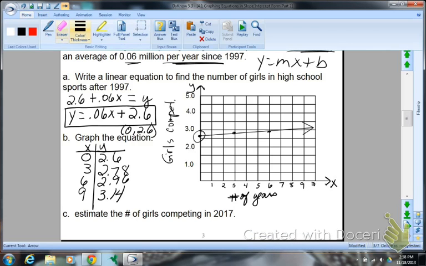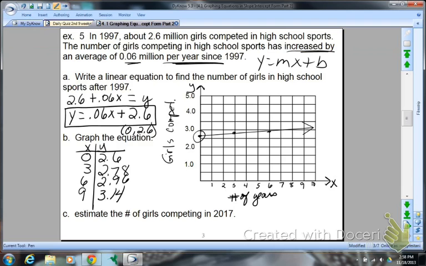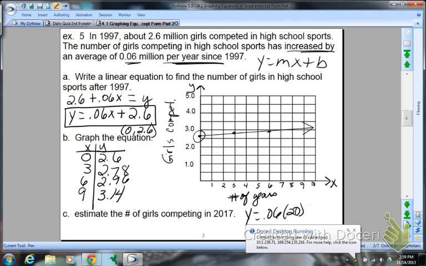Now example C, a ray, R-A-Y, ray. Example C says estimate the number of girls competing in 2017. Well, it starts in 1997 and it goes to 2017. So how many years is that? 20. So we're going to plug in 20. 0.06 times 20 plus 2.6. Okay, so y is equal to 3.8. And what is that? 3.8 million girls competing.